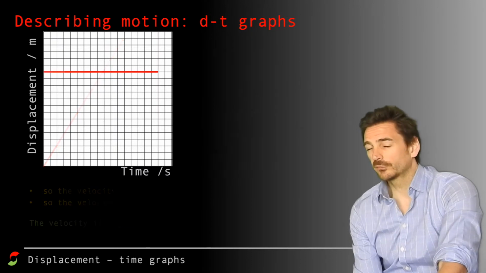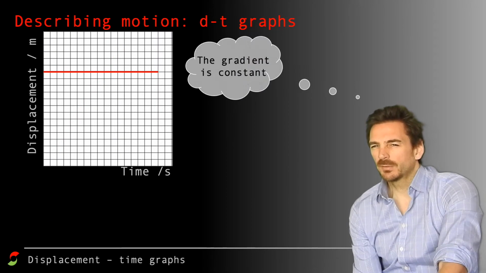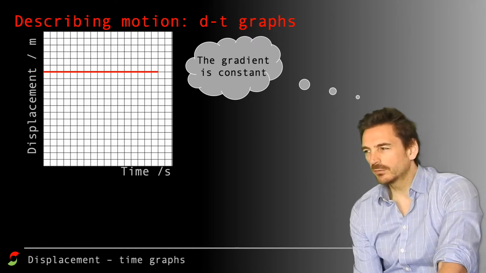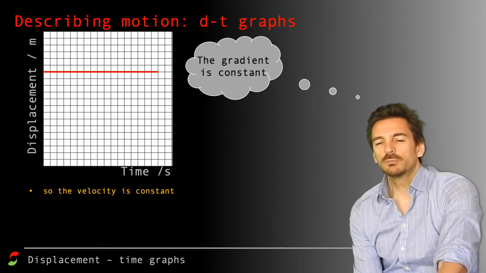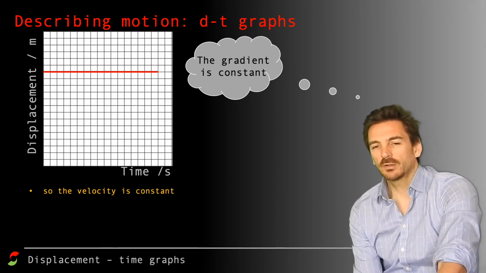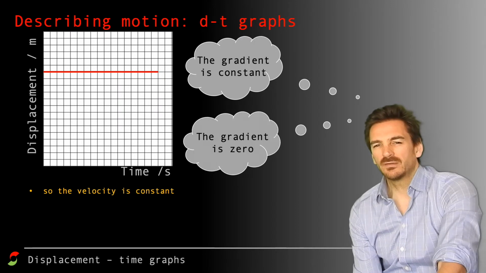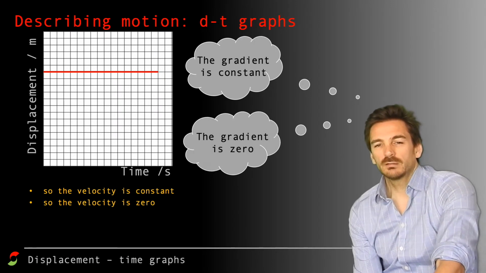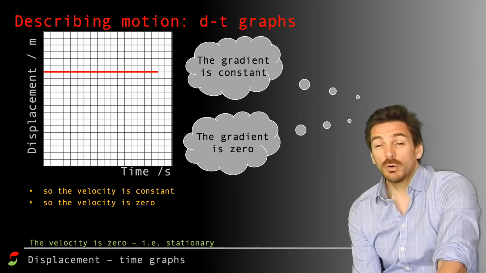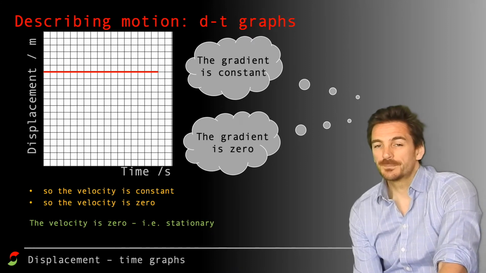Okay, let's have a look at another one, slightly different again. I'm thinking still a constant gradient here, so it's moving at a constant velocity, but the gradient is 0, so its velocity is 0, or really, it's stationary.